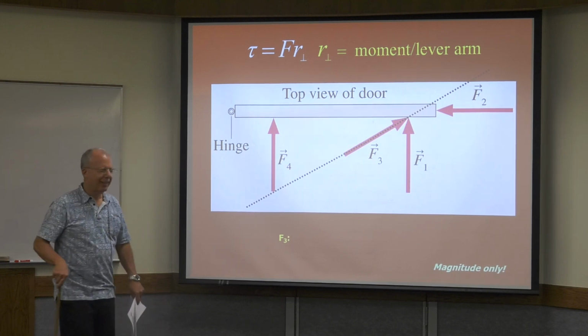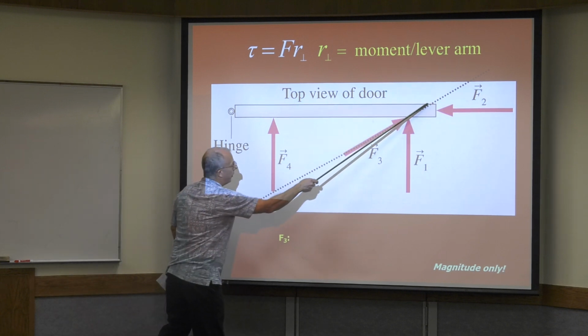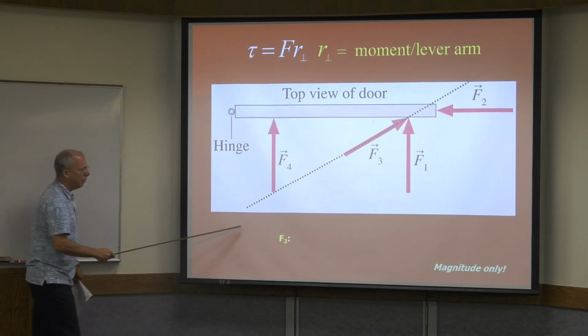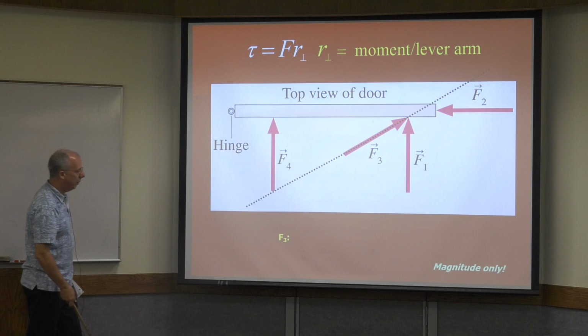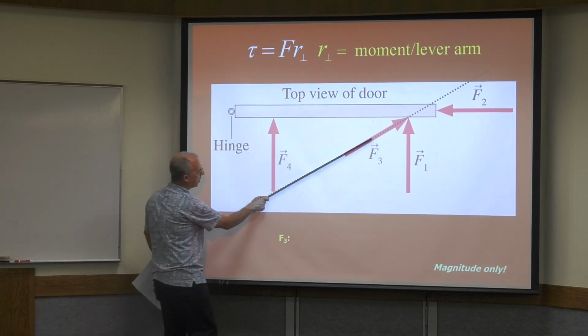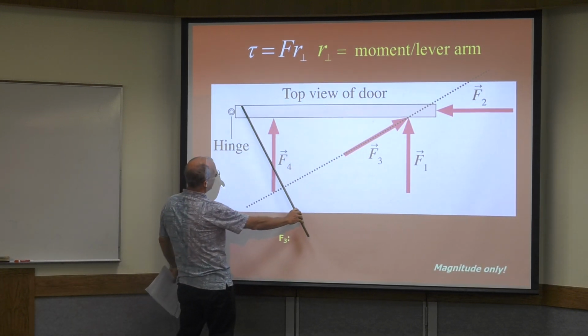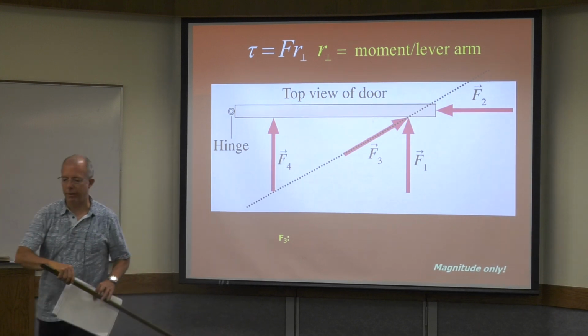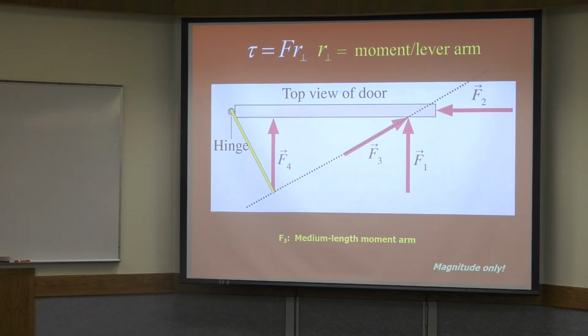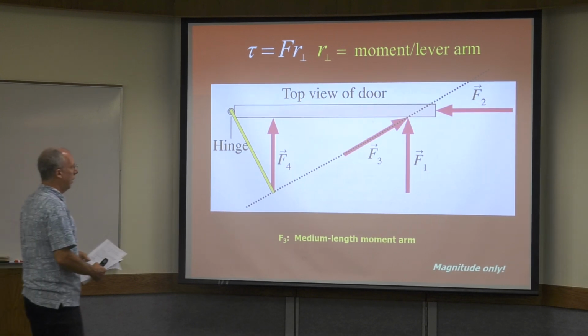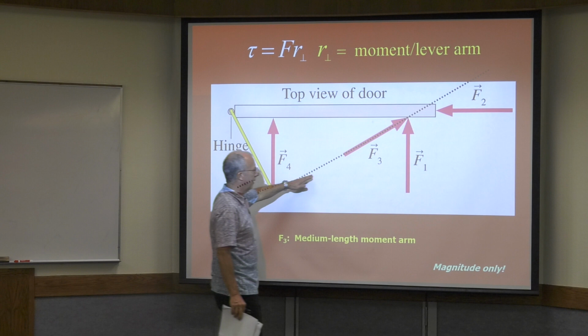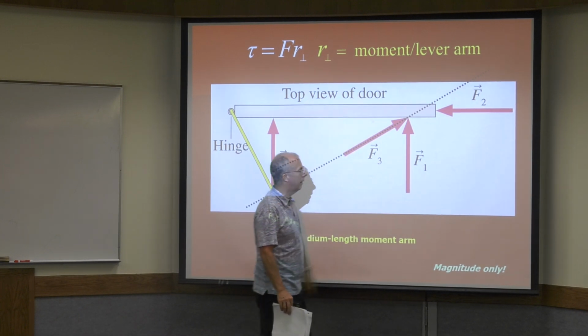Okay, so you extend F3, and then we want the perpendicular distance between this force line and the axis of rotation. So here it is. Ta-da! So it's kind of a medium length lever arm. It would be kind of hard compared to this one, right?